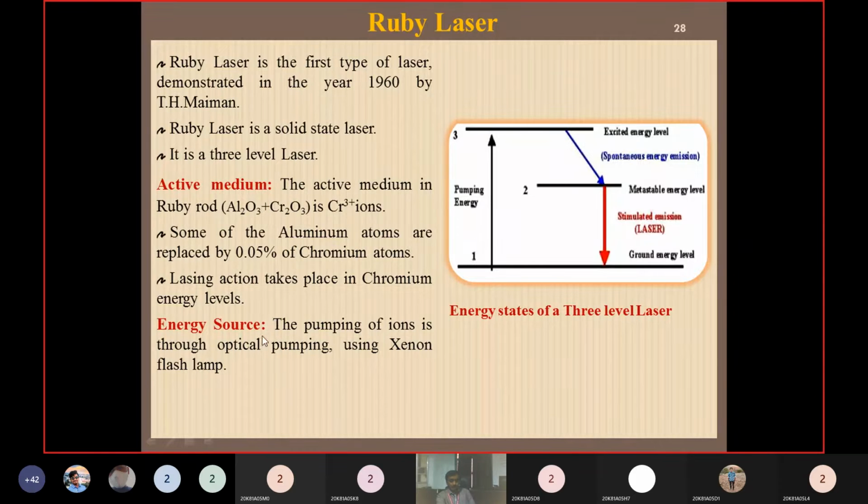What is the energy source? The pumping of ions is through optical pumping. How do we supply the optical energy here? By using a xenon flash lamp.